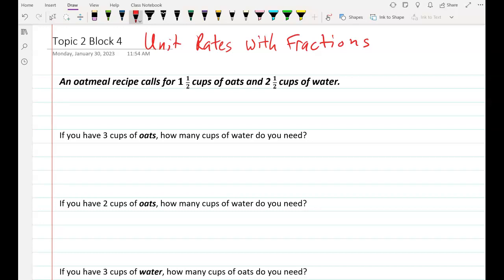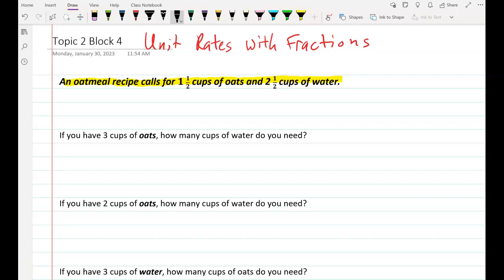Welcome back, math people. Today we are taking a look at topic 2, block 4, and we are doing unit rates that involve fractions. You might remember in one of the previous lessons there was an oatmeal recipe that called for 1.5 cups of oats and 2.5 cups of water, and we were able to come up with the two separate unit rates for those. Rather than spending the time in this video doing something we've already done, let's just put down what those unit rates are.